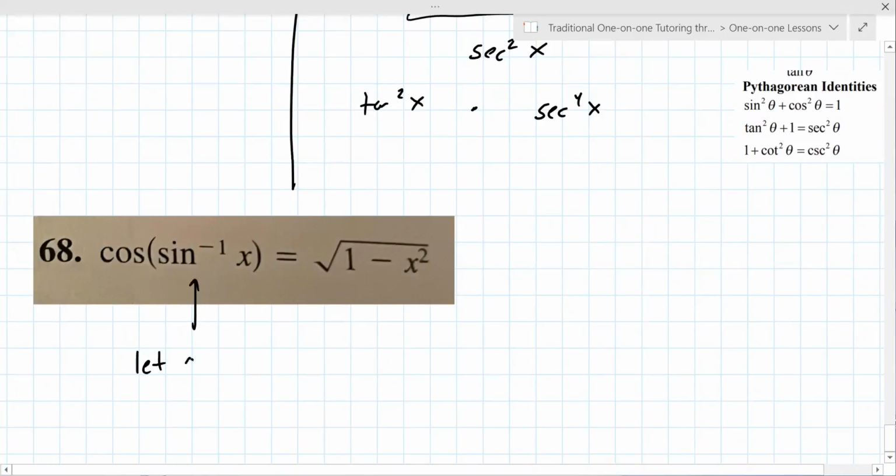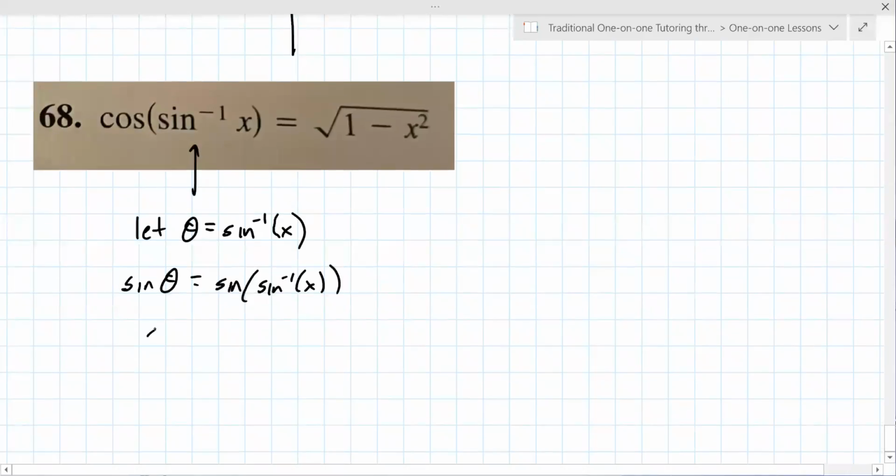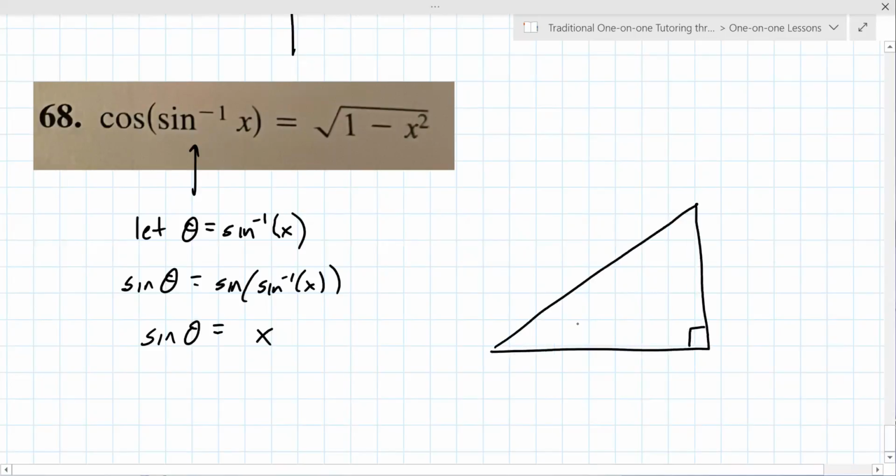We're going to let theta equal sine inverse of x. If you take the sine of both sides, sine of theta equals the sine of sine inverse of x. The sine of theta ends up just equaling x. So if I draw a nice first quadrant right triangle, sine theta is x, so there's x. Well, what goes in the hypotenuse position? You can write it over 1. Yes, you got to remember that.